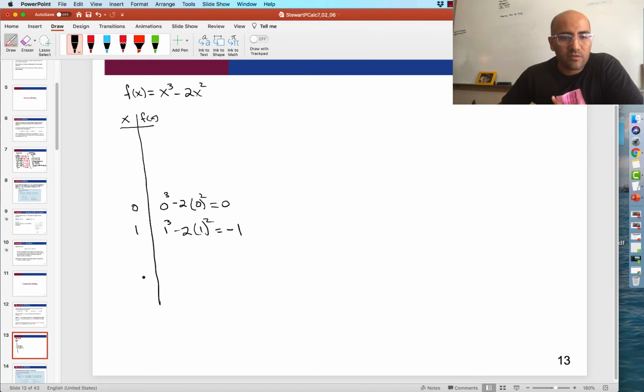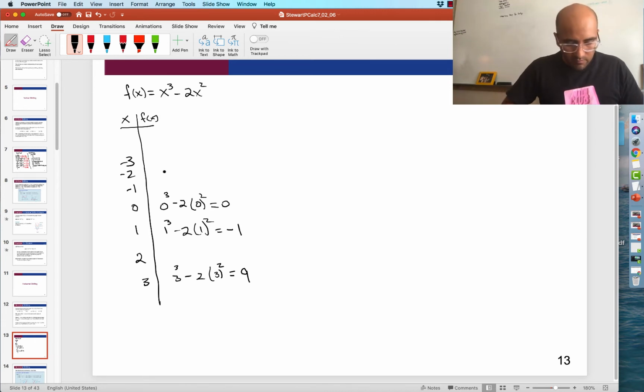And then let's skip 2. Let's do 3. So 3 cubed minus 2 times 3 squared. That was equal to 9. 27 minus 18, 9. And then we had a value for 2. We had a value for negative 1, negative 2, negative 3. So I'm not going to redo all of those. I'm just going to copy them and let me get them. So we had negative 3 mapped to negative 45.